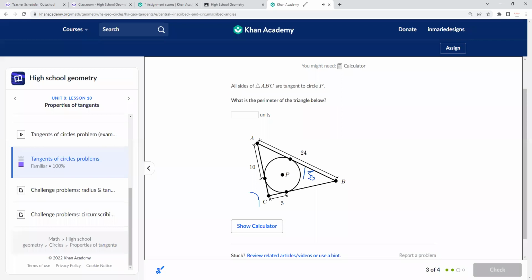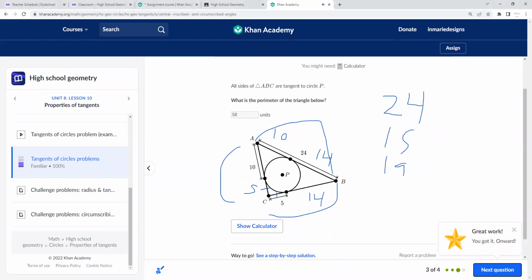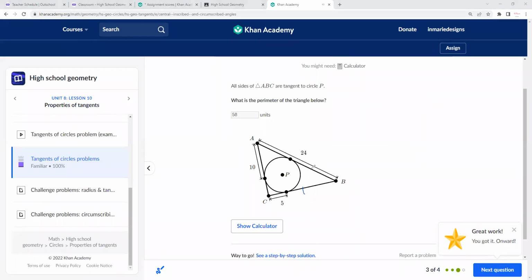What is the perimeter of the triangle? Okay, I need all the sides to find the perimeter. So if that's 5, this is congruent to that. That's 5. If that's 10, this is 10, and that means this is 14, and this is 14. So this side here is 24. This side here is 15, and this side here is 19. Adding all the sides will get you the perimeter of the triangle, which is 58 units. So when you're dealing with stuff that looks like this, these little pieces are always congruent to each other, just so you know.